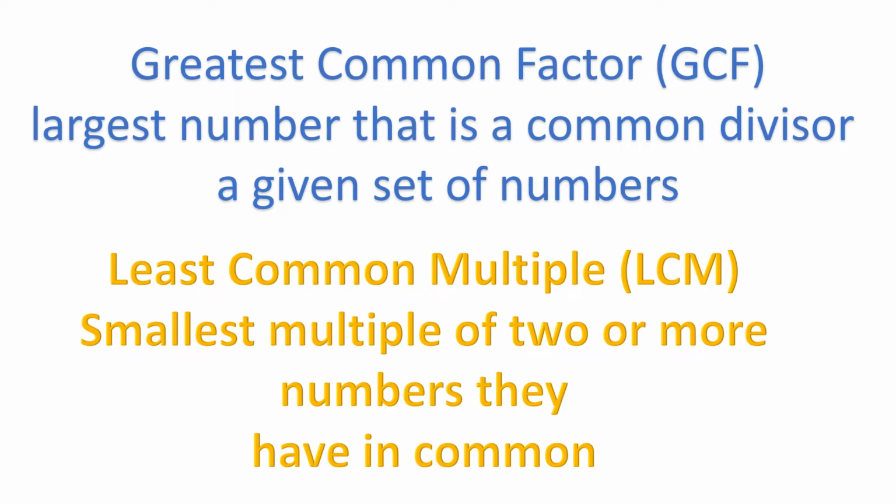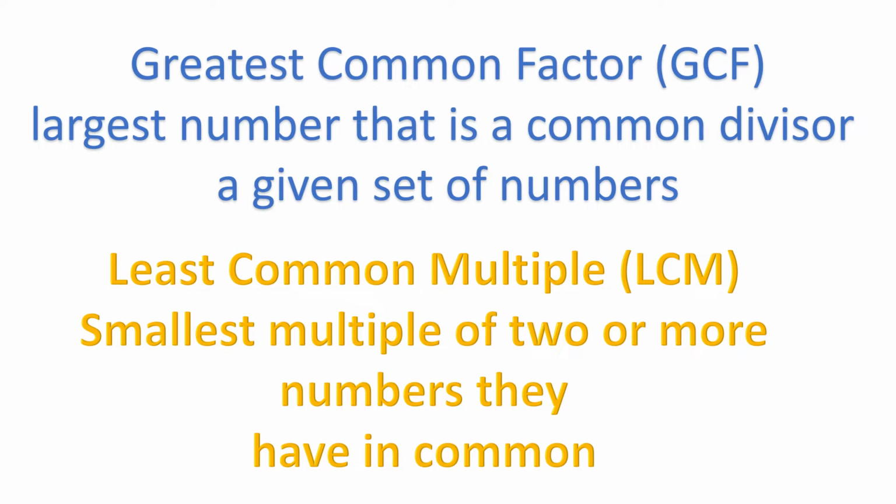The greatest common factor is the largest number that is a common divisor for a given set of numbers. And if you check the other video that talks about it, you will see how to use prime factorization to find it. Now, this one is mainly for the least common multiple, but also comparing it with the GCF.